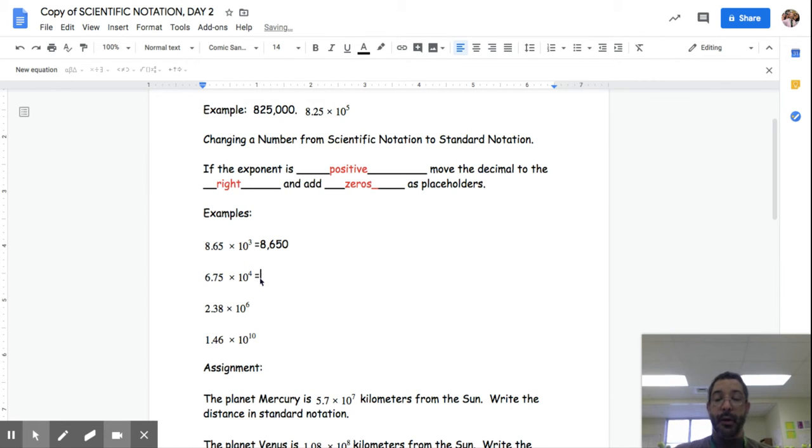So for my next example, I have 6.75 times 10 to the 4th. I do the same thing: I'm going to move my decimal to the right for the same number of places that I have for an exponent. Since the exponent is 4, I'm going to move 1, 2, and then I'm going to need to add 2 zeros as placeholders. So that's going to be 6, 7, 5, 1, 2. So that means 6.75 times 10 to the 4th is 67,500.